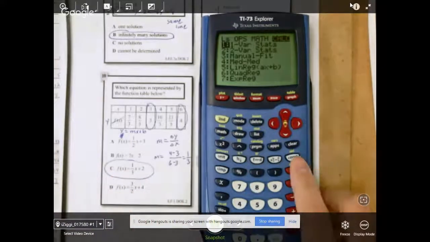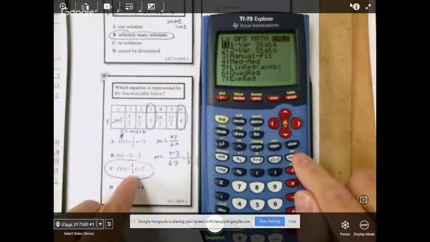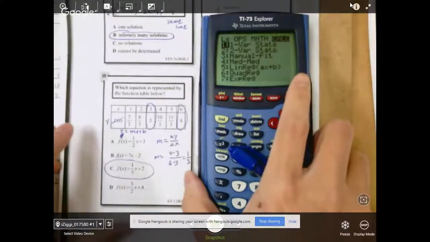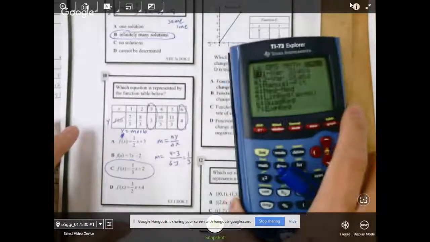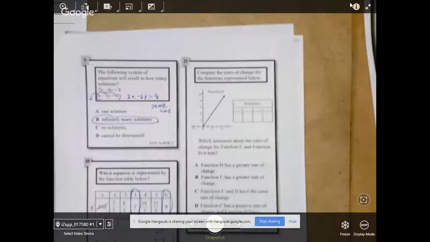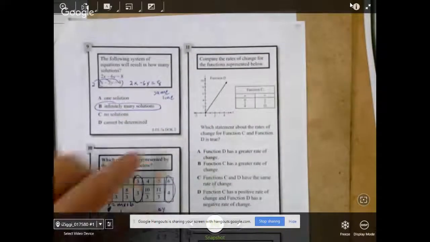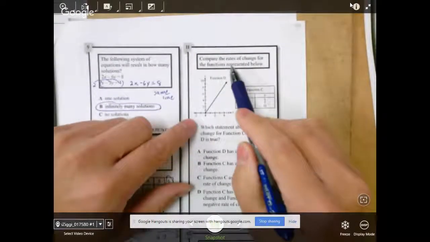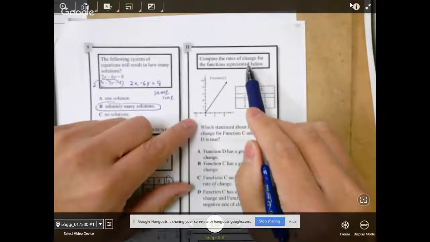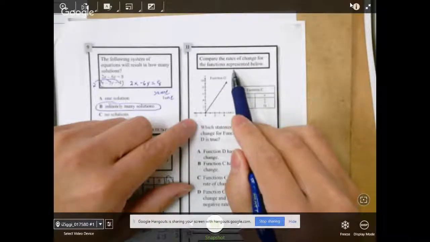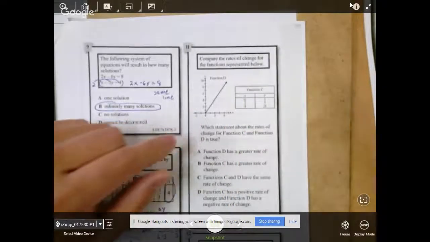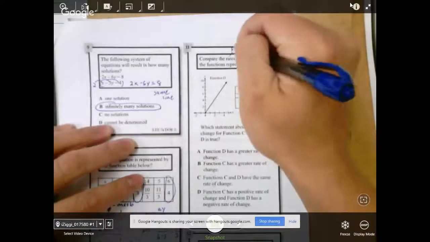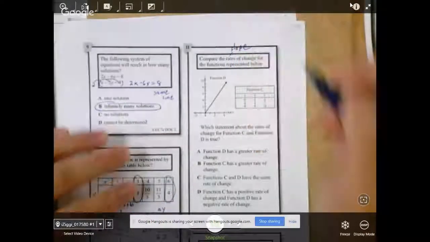Okay. All right, number 11. For 11, compare the rates of change for the functions represented below. Remember, rate just means the same thing as slope. Rate and slope mean the exact same thing.